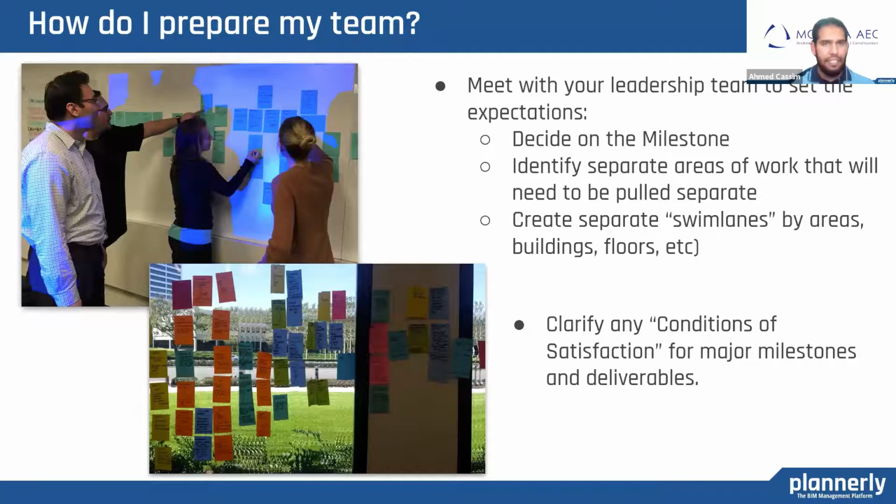So how to prepare the team? Recommended, meet with your leadership team to set expectations at least 10 days before the session. Decide which milestone to pull from. Identify what separate areas of work will need to be pulled separately in what we call swim lanes, which might be different areas, buildings, floors, etc. Clarify any conditions of satisfaction, where for major milestones and deliverables, you will revisit each of these during the session to make needed adjustments and gain consensus, etc.